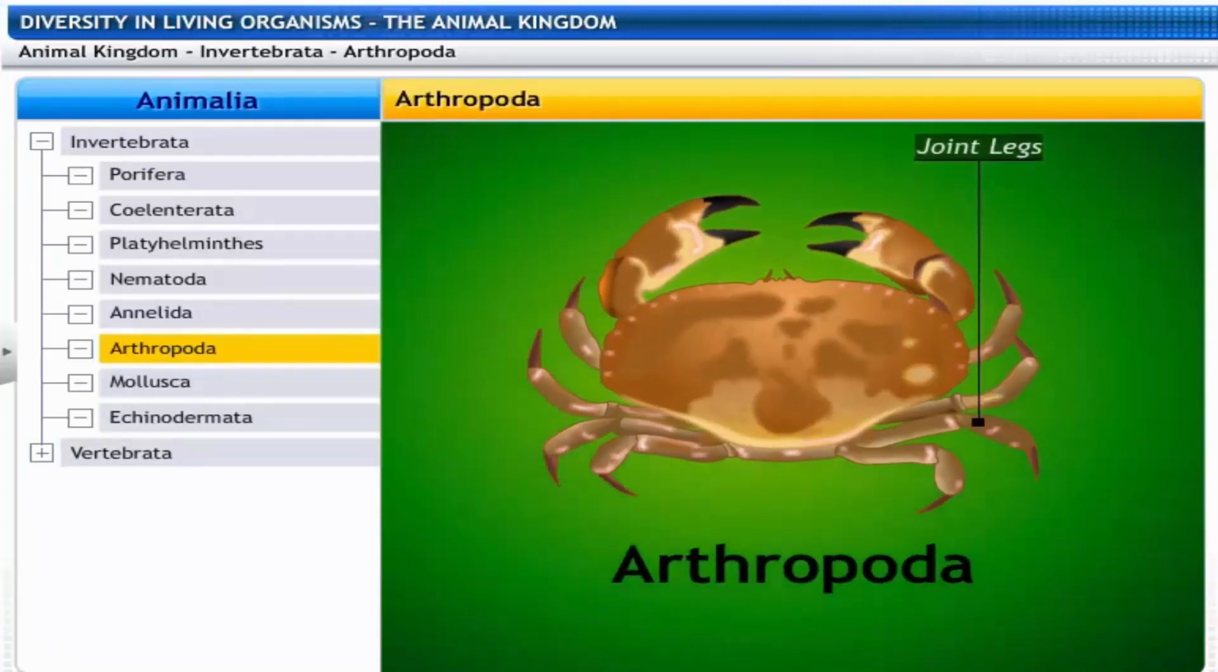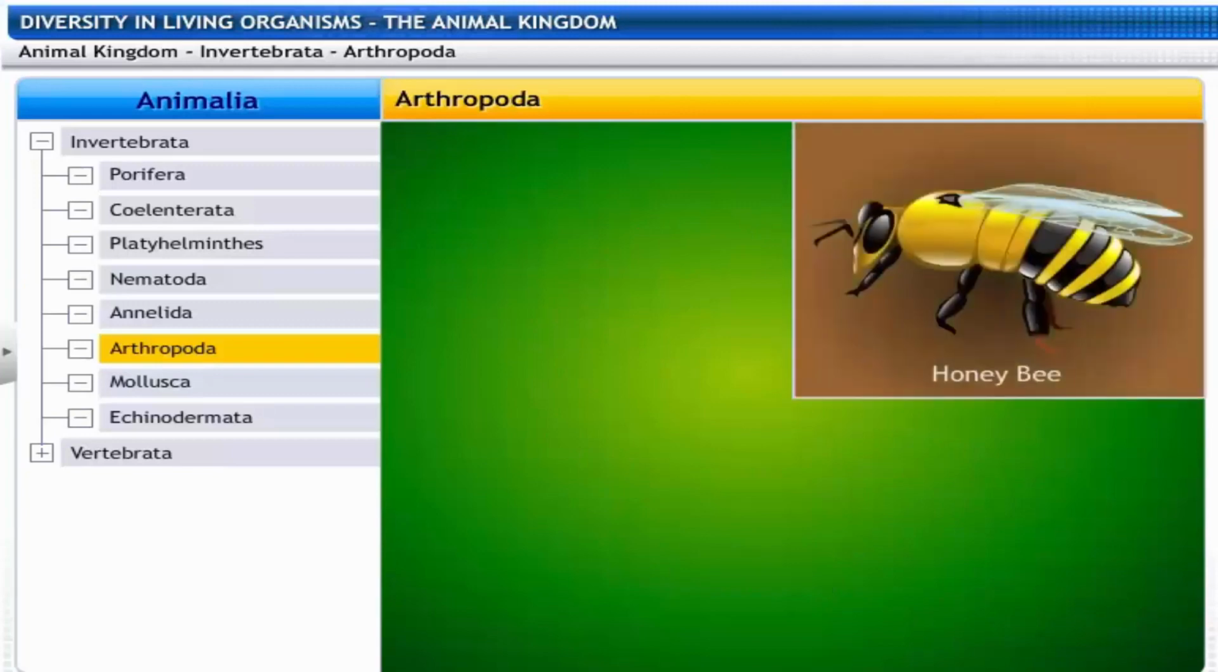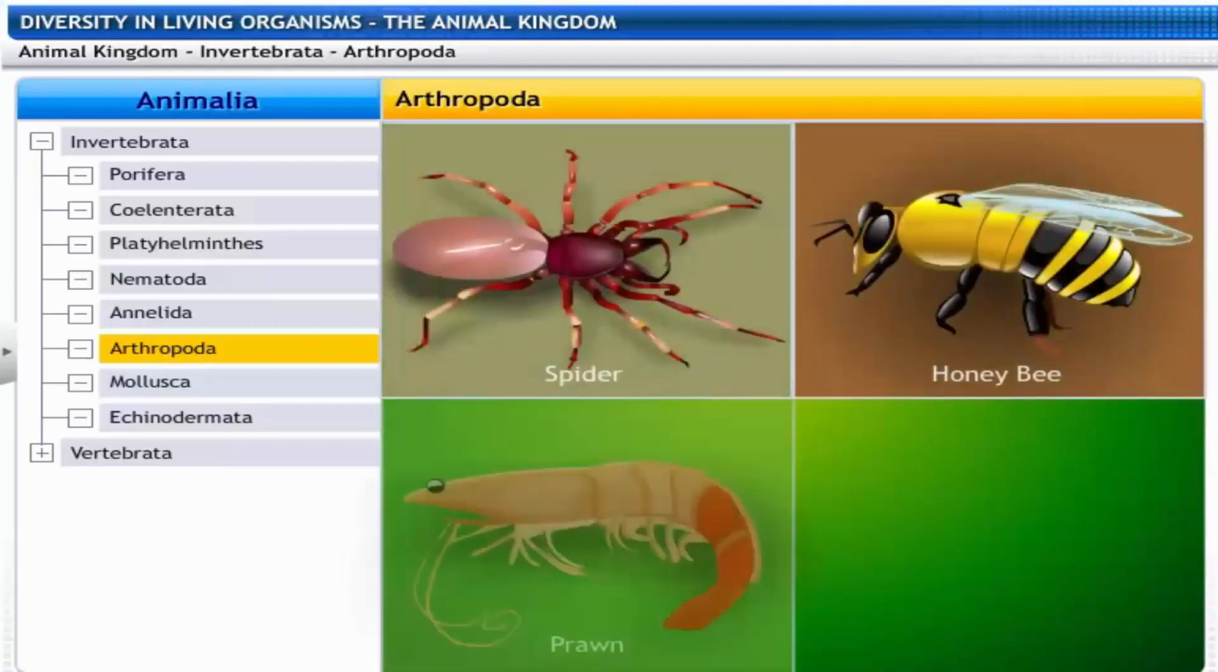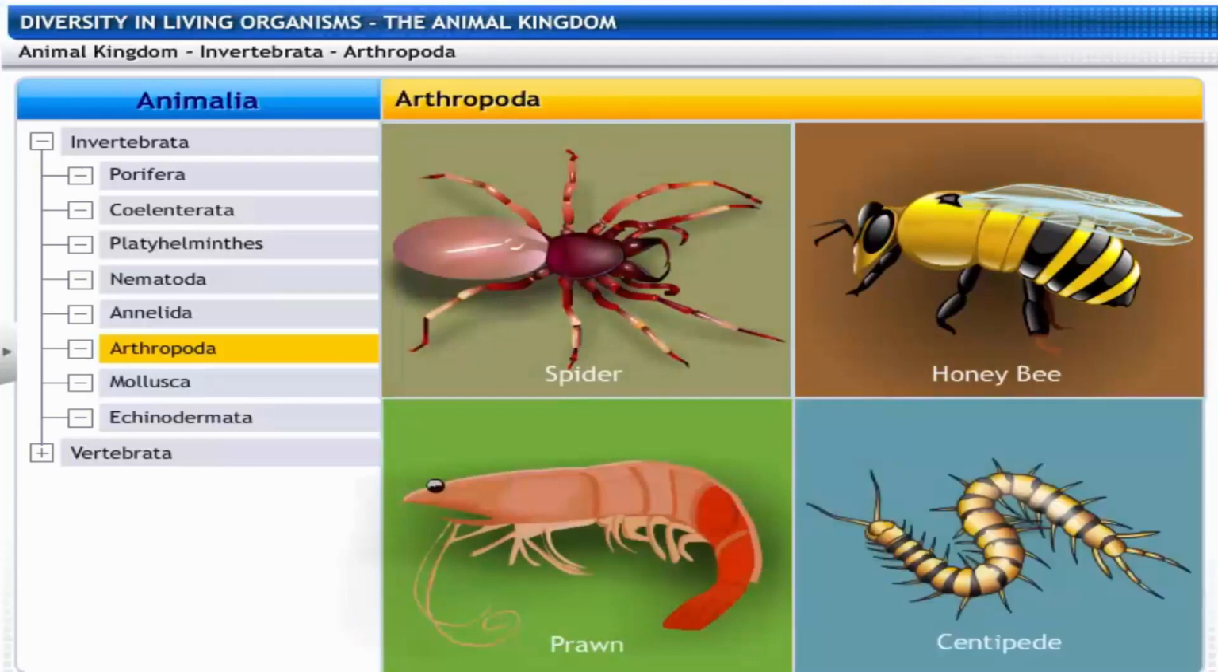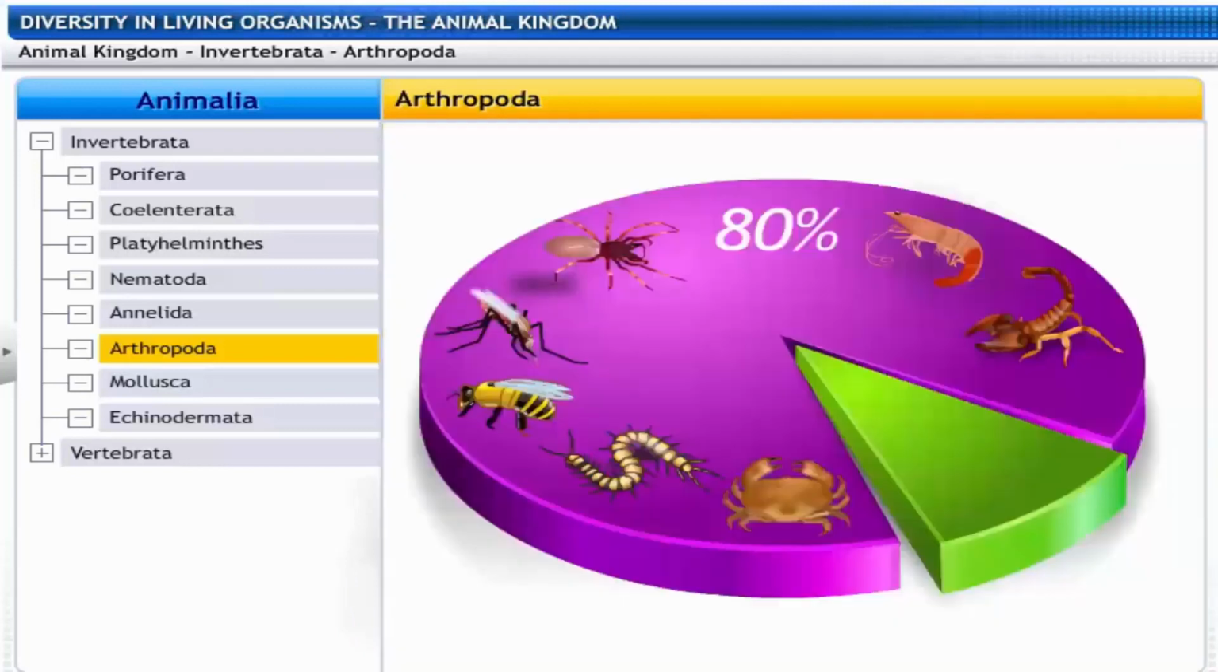Arthropoda means joint legs. This phylum gets its name from the Greek words arthron, meaning joint, and podus, which means foot. The phylum Arthropoda includes honeybees, spiders, prawns, and centipedes. Arthropoda is the largest phylum with 800,000 different kinds of insects. 80% of the animal kingdom is included within this phylum.